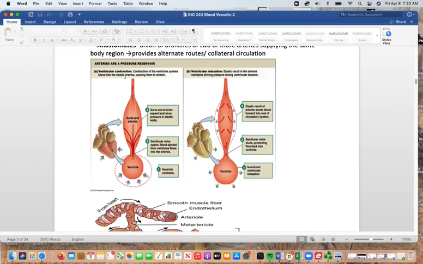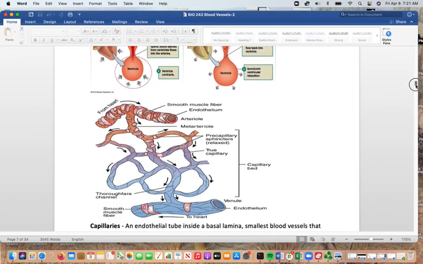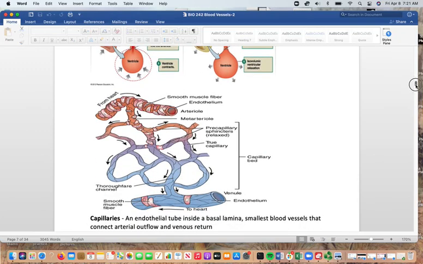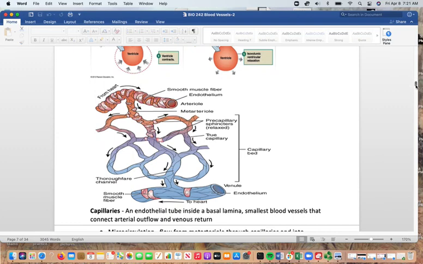So this here is showing the arteries and them being a pressure reservoir. Blood coming out of the ventricle pushes out against the aorta and arteries to stretch them, and then they come back to size. And then this is showing a capillary bed here. So you've got a meta-arteriole and precapillary sphincters in here. And then you've got your true capillaries. And then it will head over to venules on the other side.